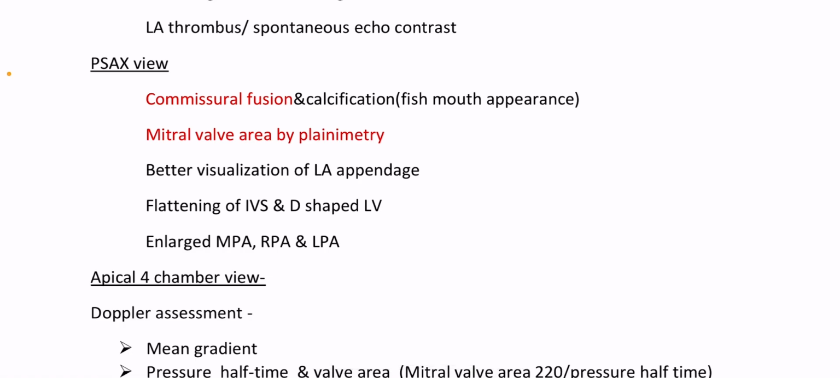In parasternal short axis view, we can see commissural fusion and calcification, that is fish mouth appearance, mitral valve area measurement by planimetry, better visualization of LA appendage, flattening of interventricular septum and D-shaped LV, and large main pulmonary artery, right pulmonary artery and left pulmonary artery.